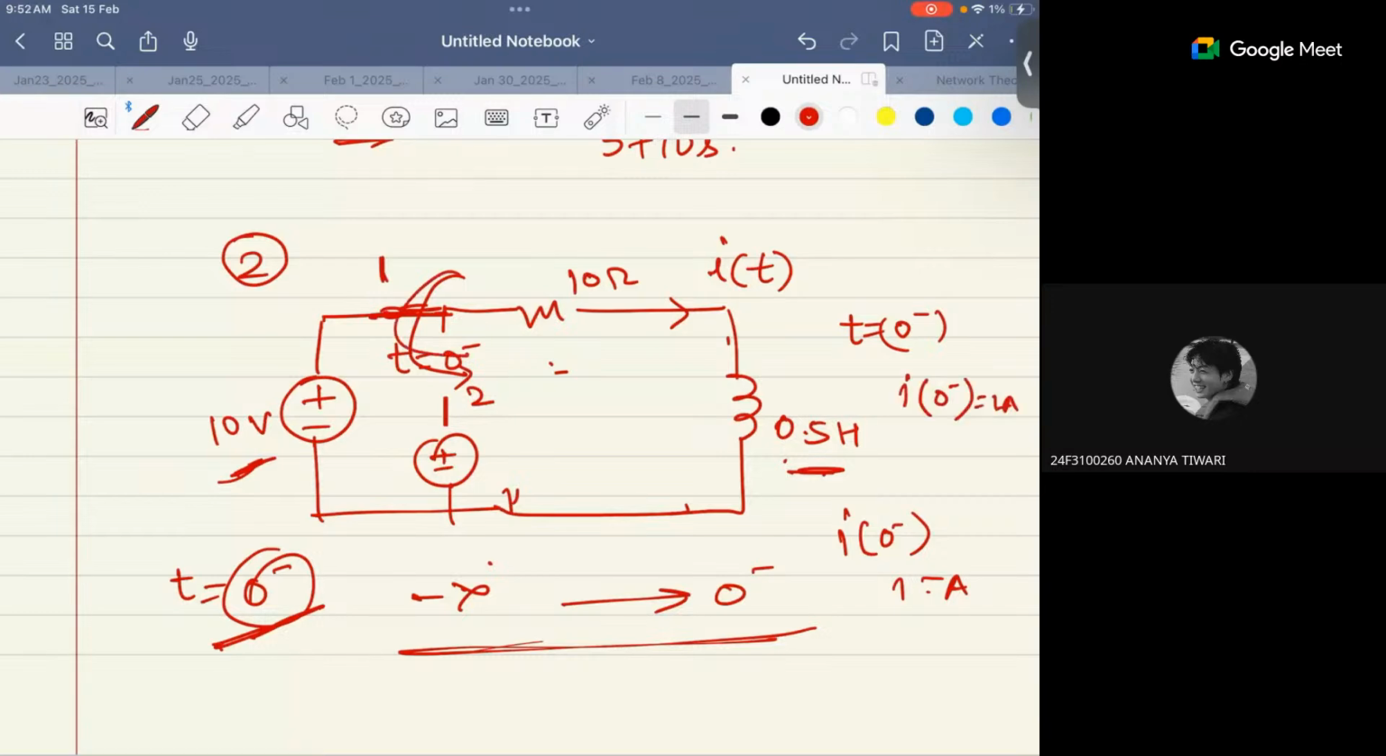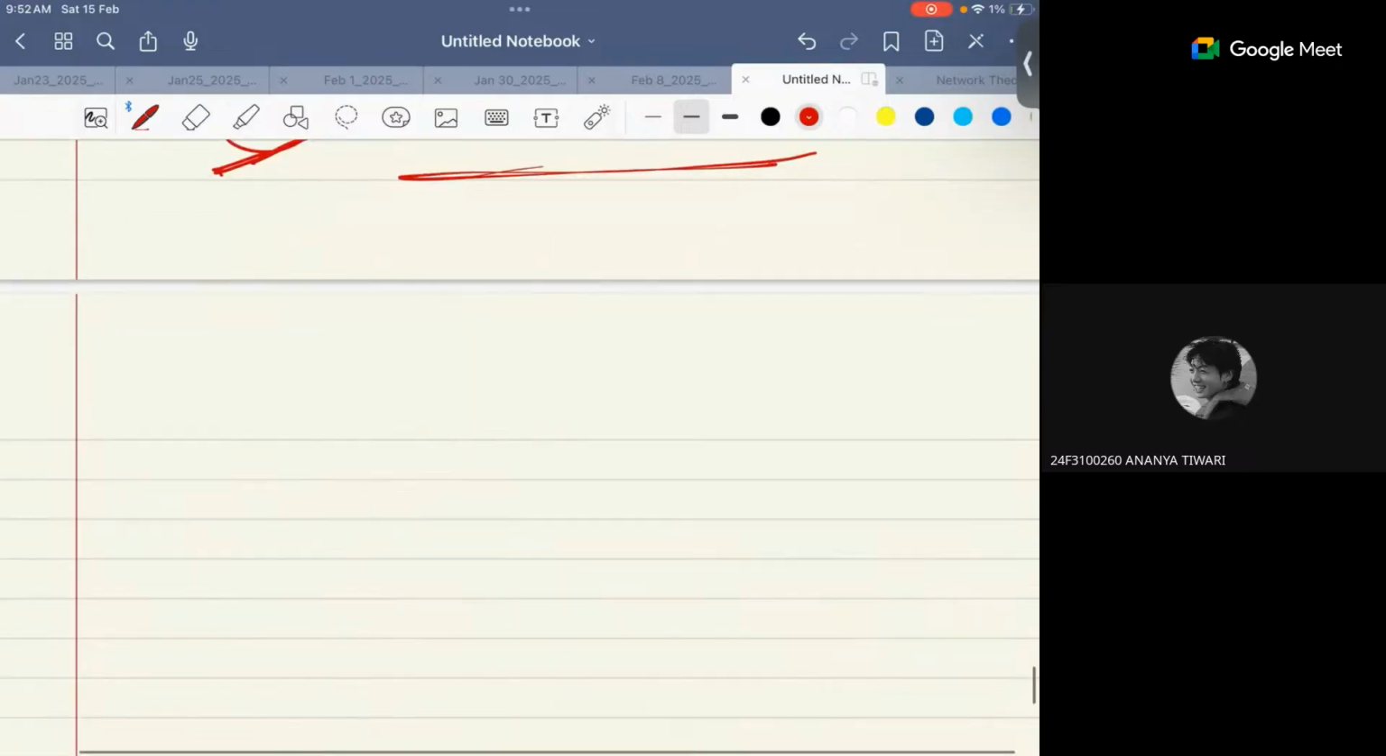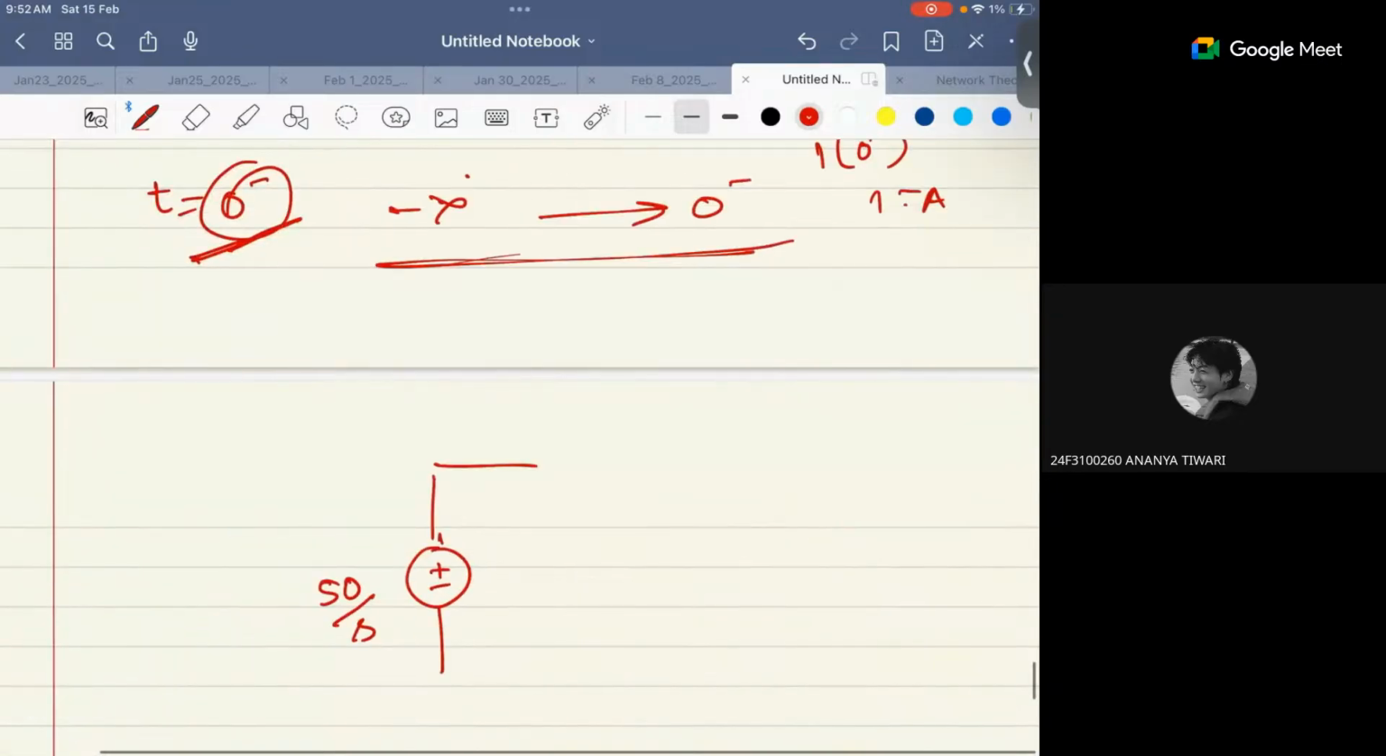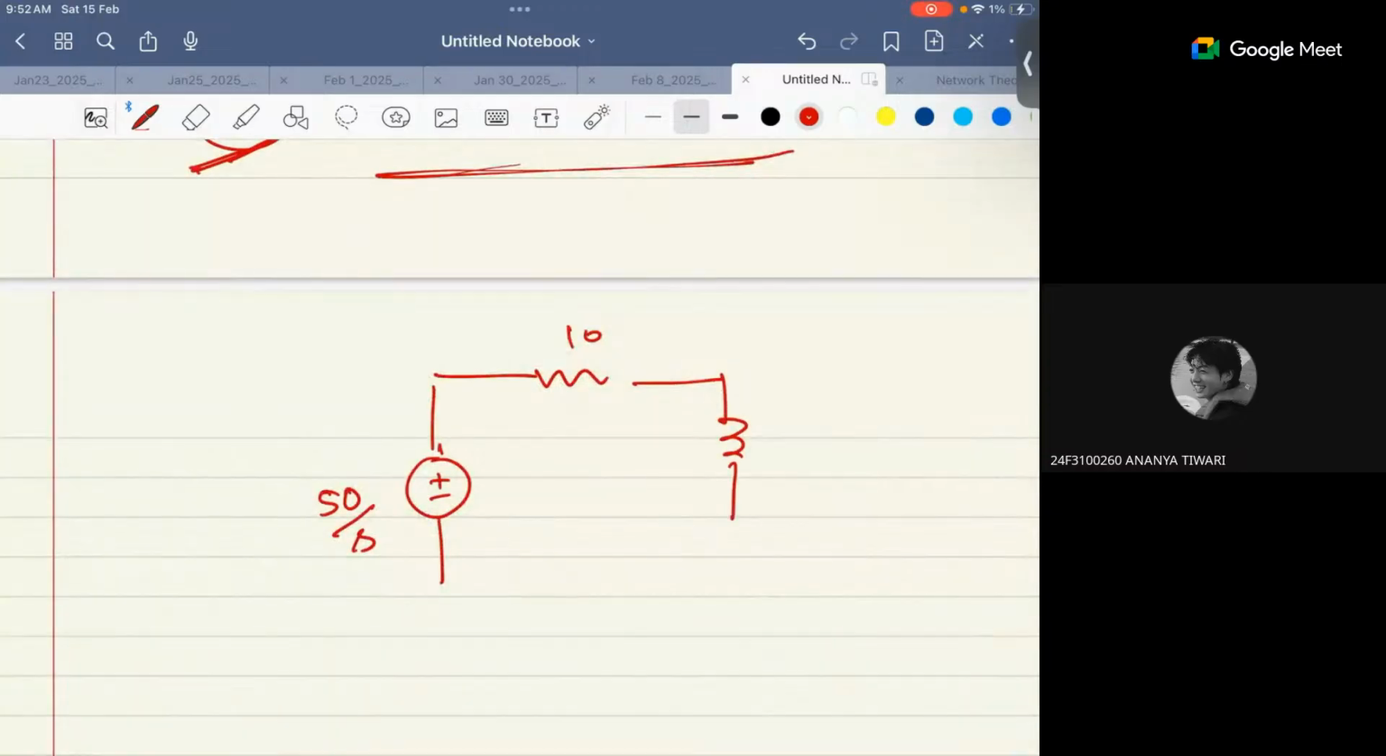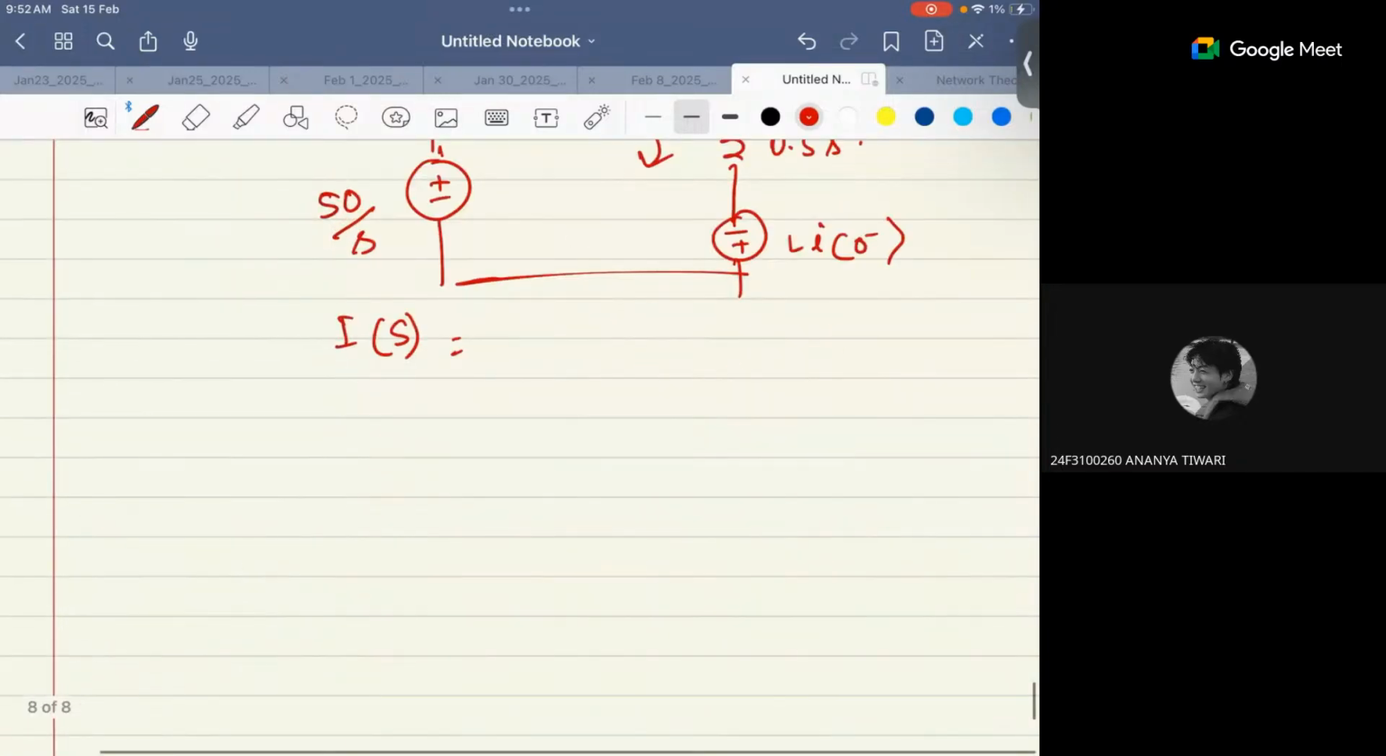Okay. Now it has been changed to 2. So now here it is 50 volt. Correct. Now this circuit will change, right? So something like that, 50 by S, and then you have 10 volt, 10, then you have the inductor, and then you will be having something also, L of I 0 minus. So this is SL, right? 0.5 S. You can calculate the I now, correct? And whatever you will be getting, you can calculate the inverse to calculate the I(t).